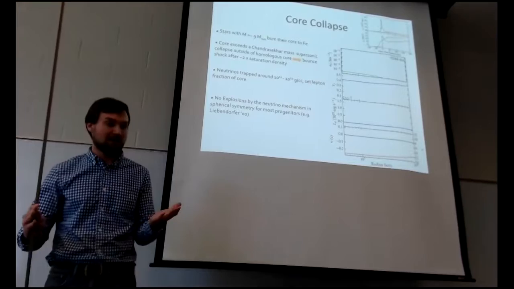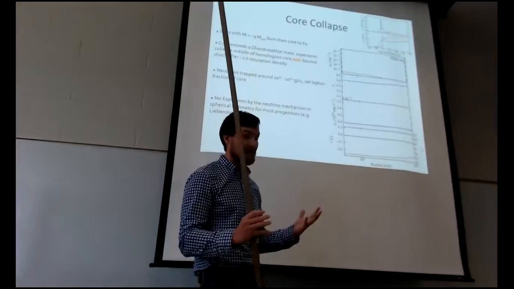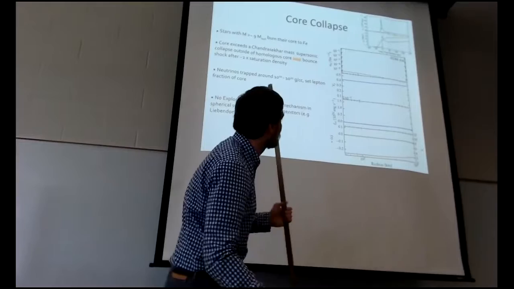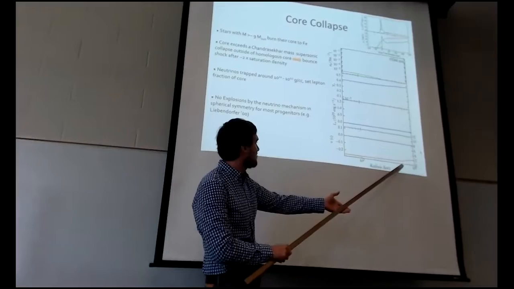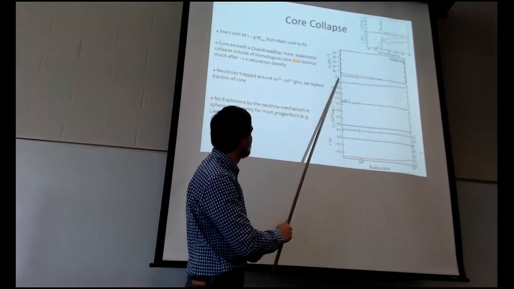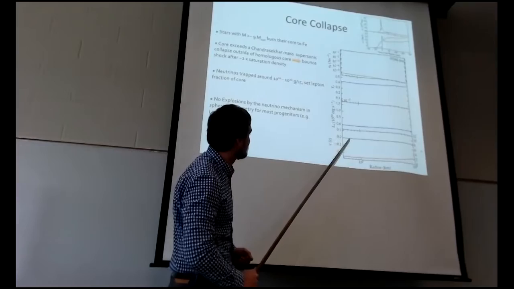The shock propagates outwards until it starts to dissociate iron and also starts to lose a lot of energy to neutrino emission once the shock gets outside of a region that's opaque to neutrinos. Here I can show you a one-dimensional simulation of core collapse. On the x-axis is the radius, and on the y-axis is the density in baryons per femtometer cubed. We also show the electron fraction, the neutrino luminosity, the velocity as the black line, and the entropy as the red line.